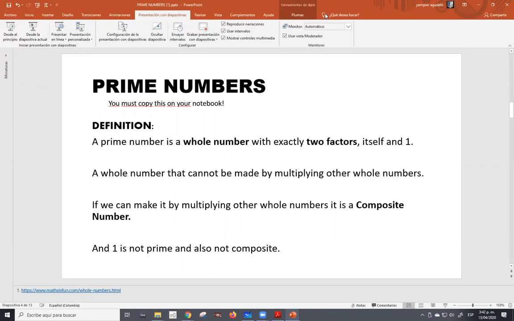Okay, let me check the chat. Yes, Juanita, you may copy this. Okay, I will give you no more than 1.5 minutes because we need to move. And don't worry, remember that you will have the presentation in Padlet. So I'll wait 1 minute.